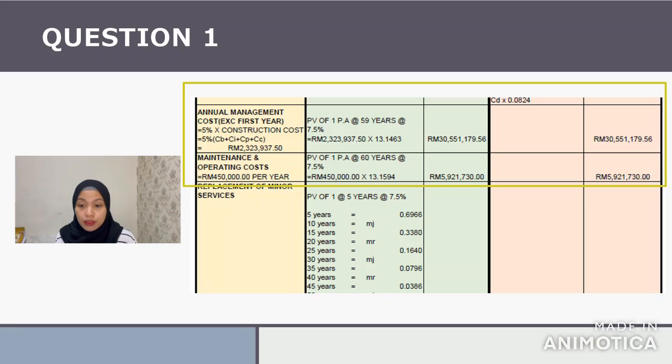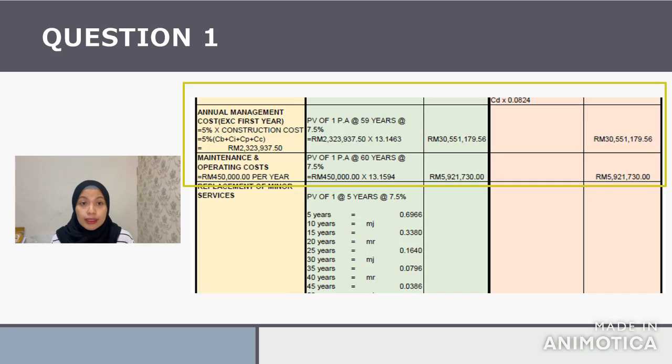For annual management cost, excluding the first year, 5% of construction cost is equal to 2,323,937 ringgit and 50 cents. For the present value method, we are using PV of 1 per annum at 59 years at 7.5% remunerative rate, and the new total cost is 30,551,179 ringgit and 56 cents.